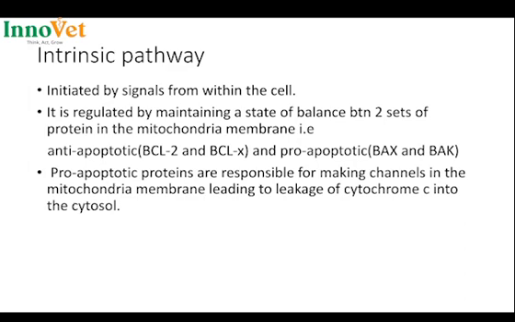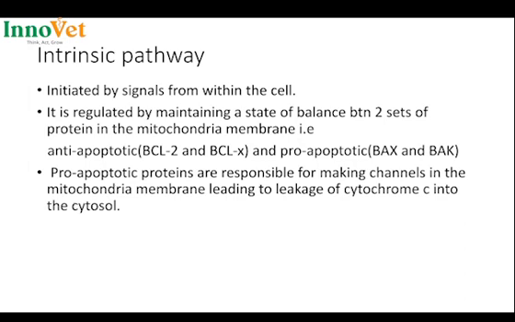It is regulated by maintaining a state of balance between two sets of proteins in the mitochondria membrane, that is, the anti-apoptotic proteins, i.e. BCL2 and BCLX, together with the pro-apoptotic proteins, that is BAX and BAK. Under normal physiology, the anti-apoptotic proteins BCL2 and BCLX prevent the pro-apoptotic proteins from creating channels in the mitochondria membrane.